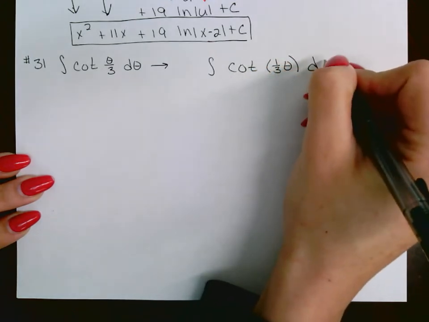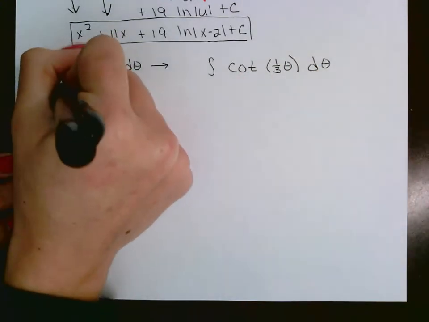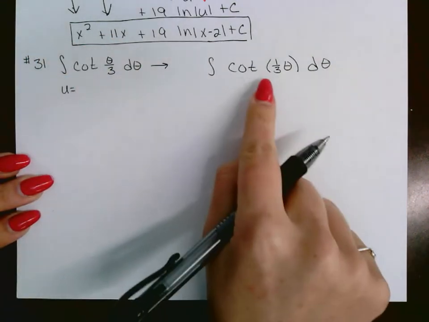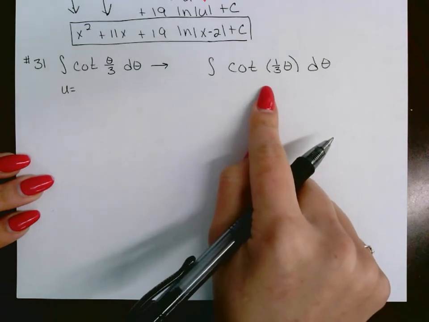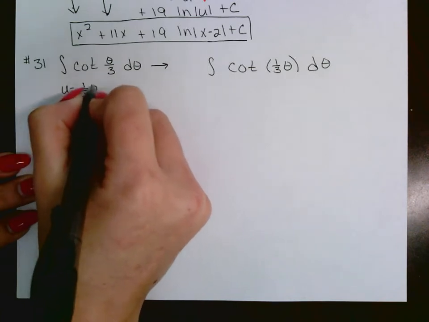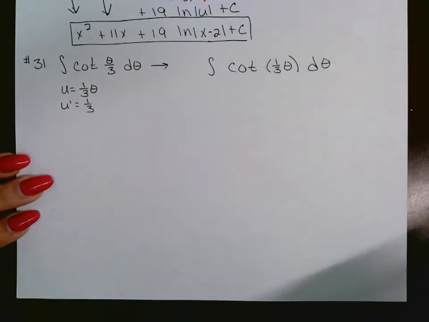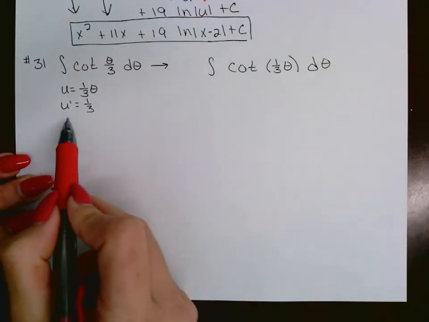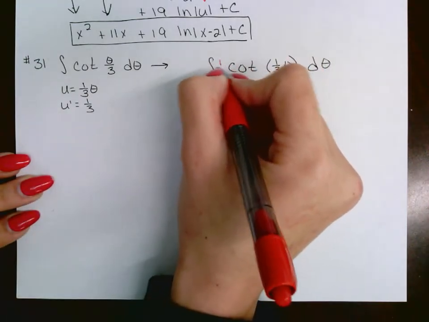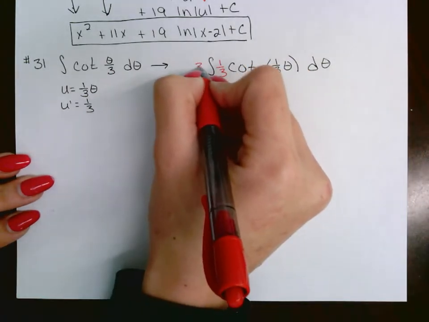What type of a question is it if there's an inside to the trig? Good job, guys. It's u sub. Who is my u on the trig function? 1/3 theta. The inside is the u in your u sub. What is the derivative? 1/3. So what's wrong with this problem if u prime is 1/3? You need to see that 1/3 here, which means what do I have to do on the outside? Good. I have to put a 3 over 1 or just a 3.